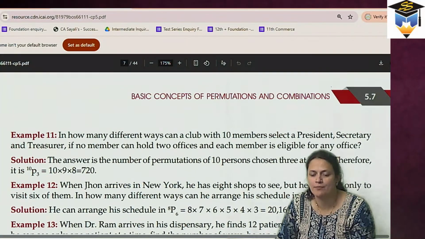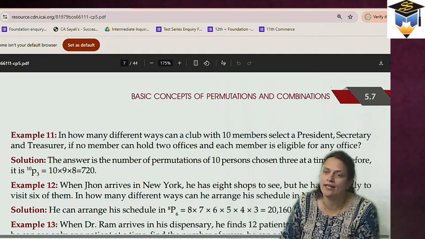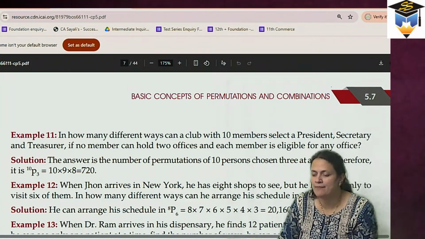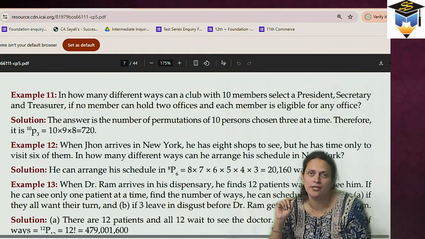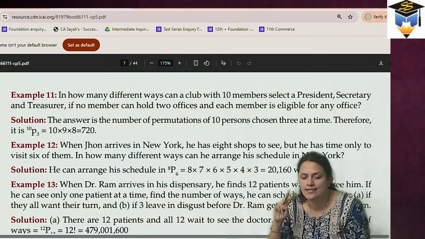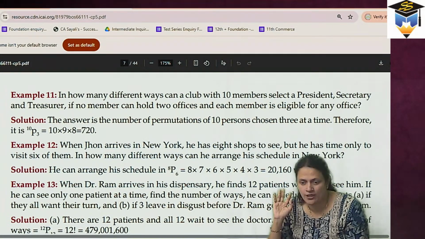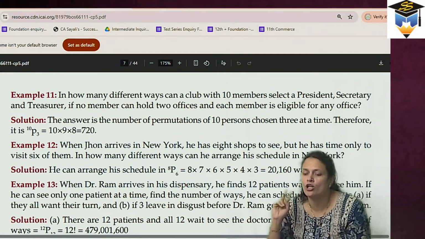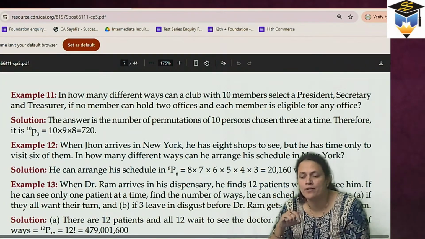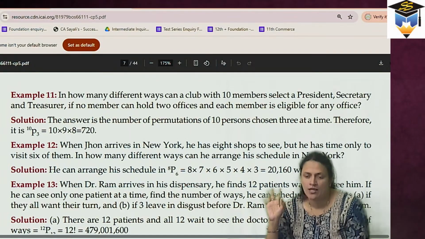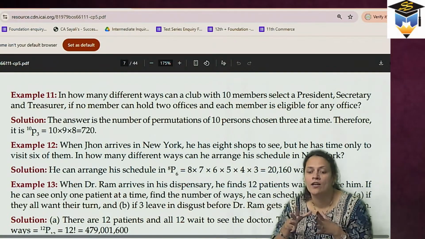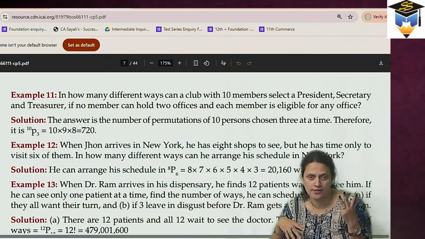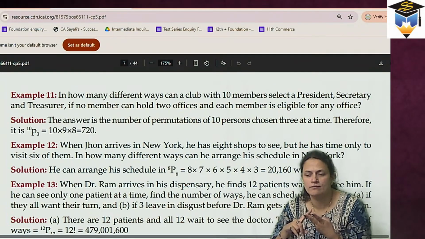Now these questions are important. We will solve example 11 and 12. Okay, everybody got the answer of r? Now example 11. In how many different ways can a club with 10 members select a president, secretary and treasurer, if no member can hold two offices and each member is eligible for any office? So out of 10 members, that means the value of n is 10. We have to select 3 members, president, treasurer and secretary.